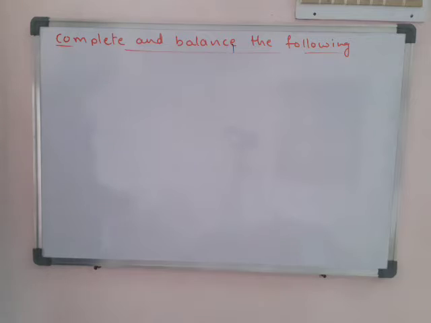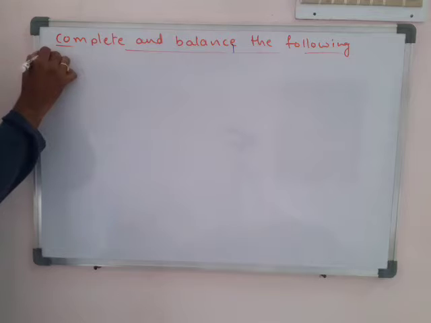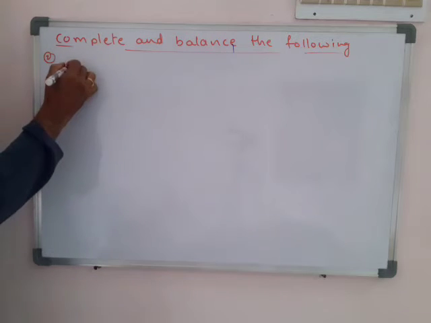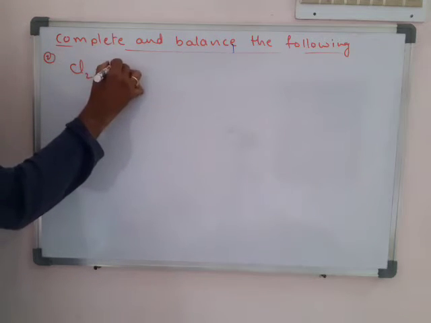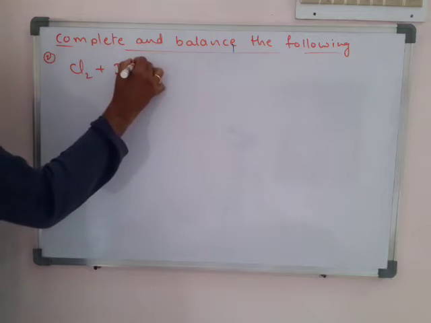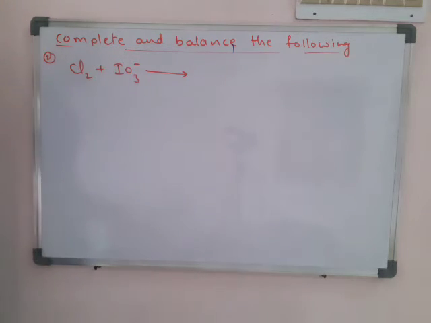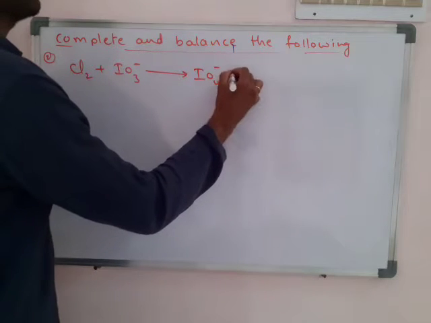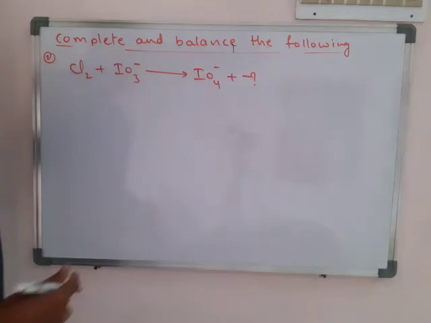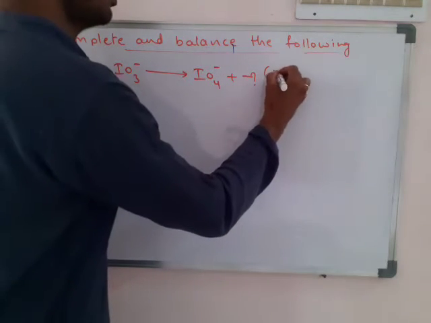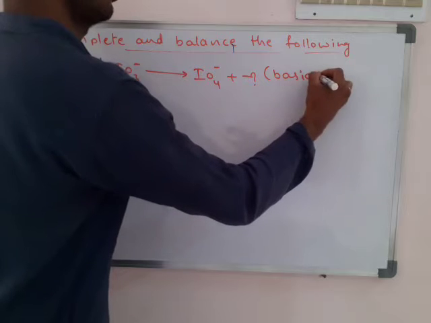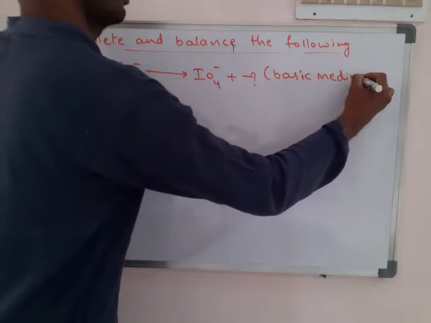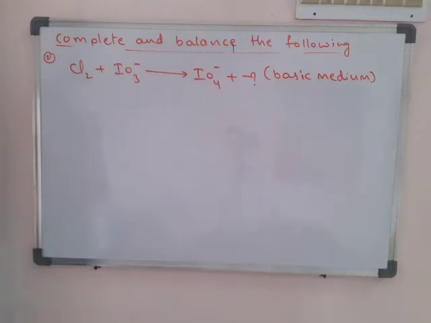See the next question. This is Cl2 plus IO3 minus giving IO4 minus plus X, that's a question mark. Here also giving, follow the basic medium. So it is a redox reaction.